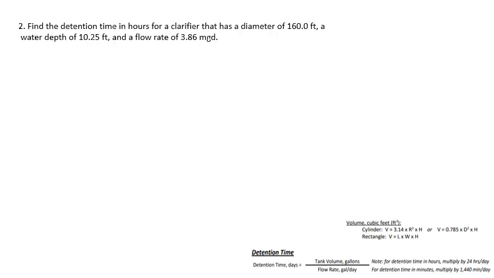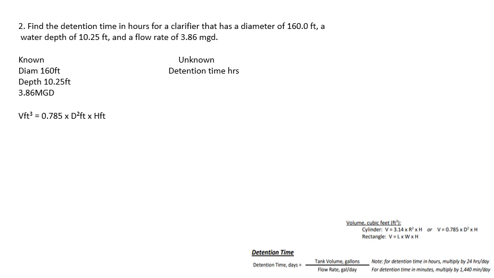Question number 2. Find the detention time in hours for a clarifier that has a diameter of 160 feet, a water depth of 10.25 feet, and a flow rate of 3.86 million gallons a day. Again, find your knowns and your unknowns. So we have our diameter of 160 feet, a depth of 10.25 feet, and a flow of 3.86 million gallons a day. We're looking for the detention time in hours.